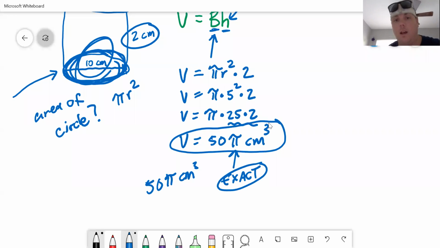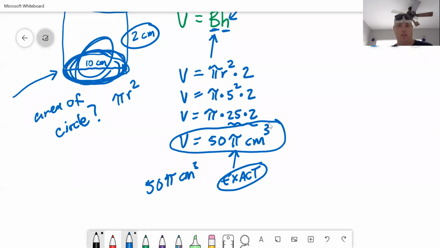Now, if I said, what's the approximate volume? Then you should just punch that into your calculator. So hopefully you guys have calculators on your phones or right next to you. Why don't you guys punch that in real quick with me? 50 times, remember, always use the pi button on your calculator. Don't use 3.14 because the pi button is more accurate, okay?